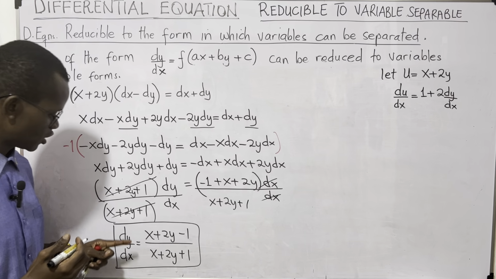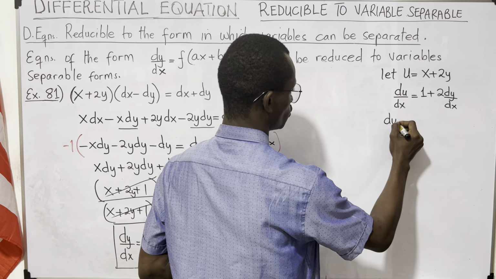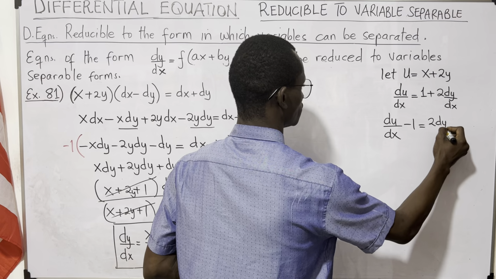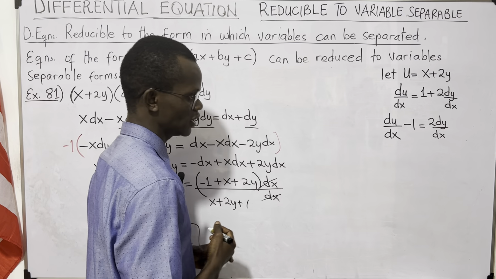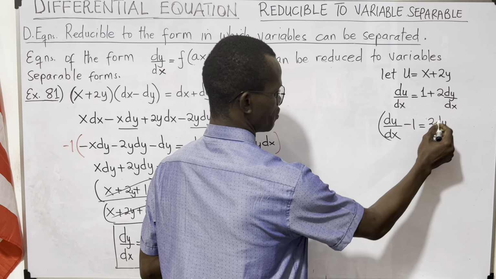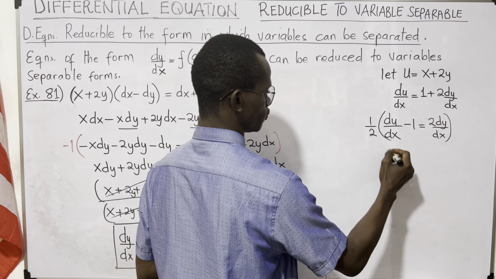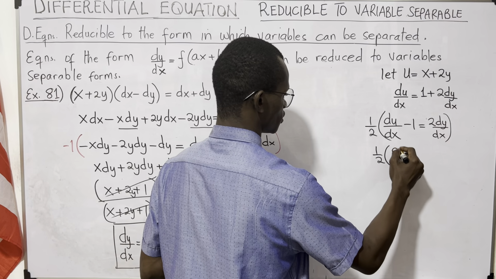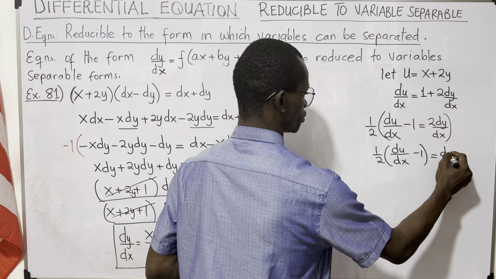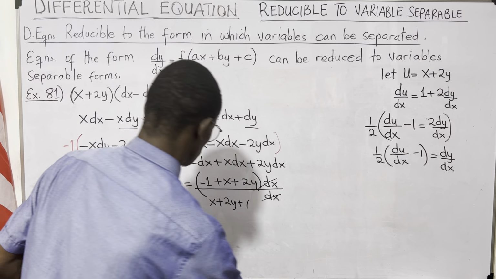The next objective is for us to solve for dy by dx. So we can send this one across. It becomes du over dx minus 1 equals 2 dy by dx. Lastly, we can ensure that this dy by dx has a coefficient of 1, so we need to get rid of this 2. Since 2 is in the denominator, we can multiply both sides by 1 over 2. So 1 over 2 times the left-hand side, du by dx minus 1, equals dy by dx. So now let's replace.